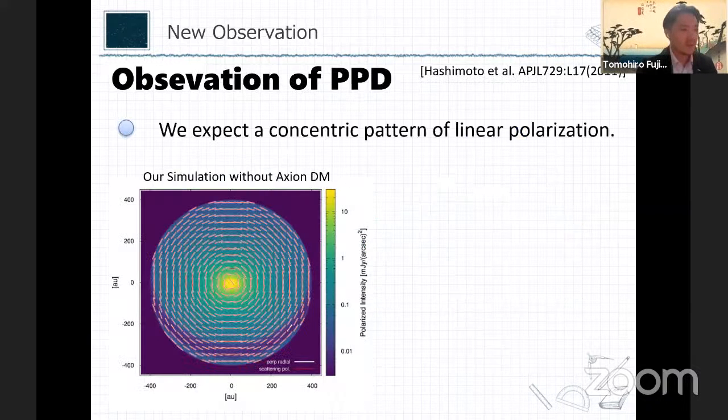Okay, for the same degree, we expect so because the size of this PPD is not so huge. It's 400 astronomical units. So it's not so huge.